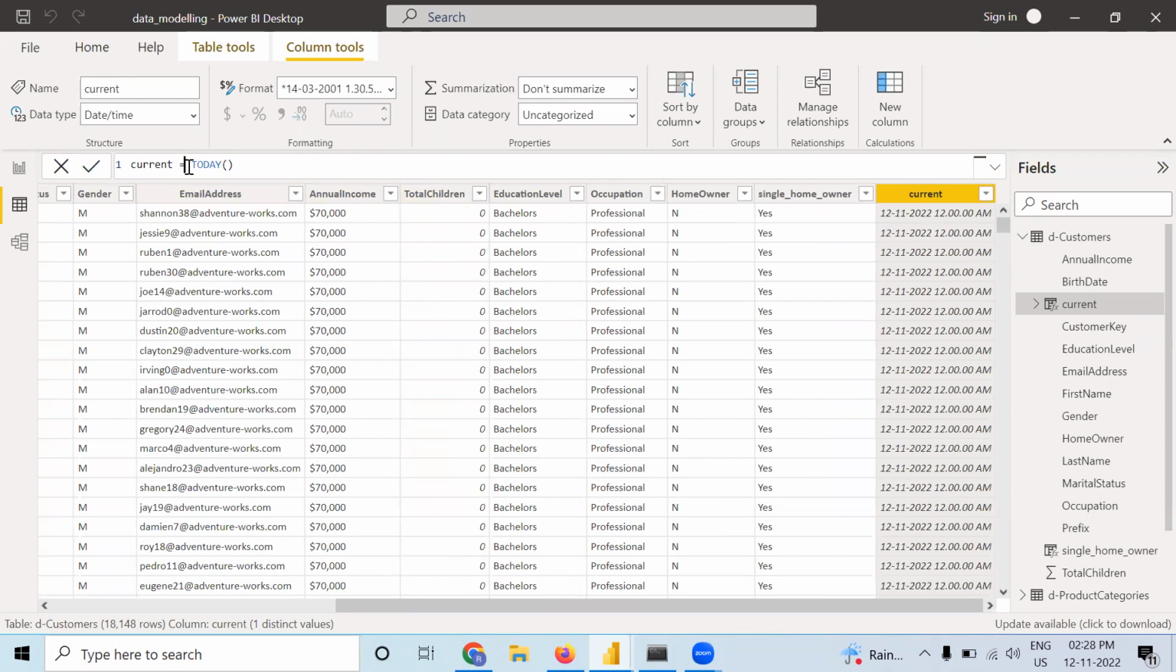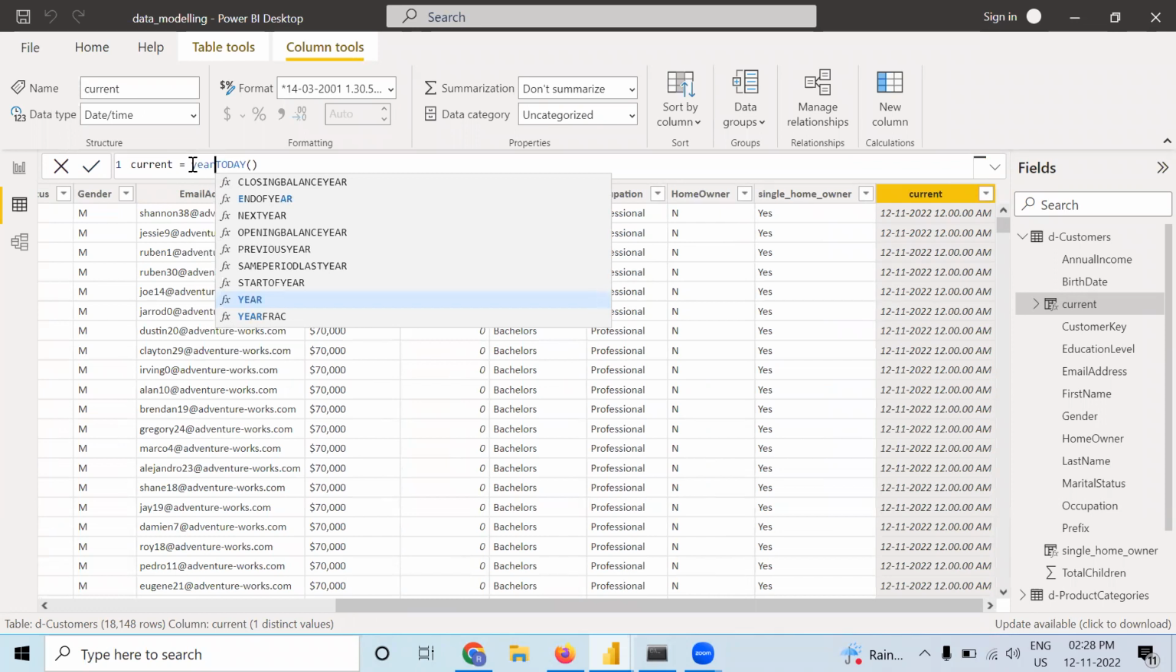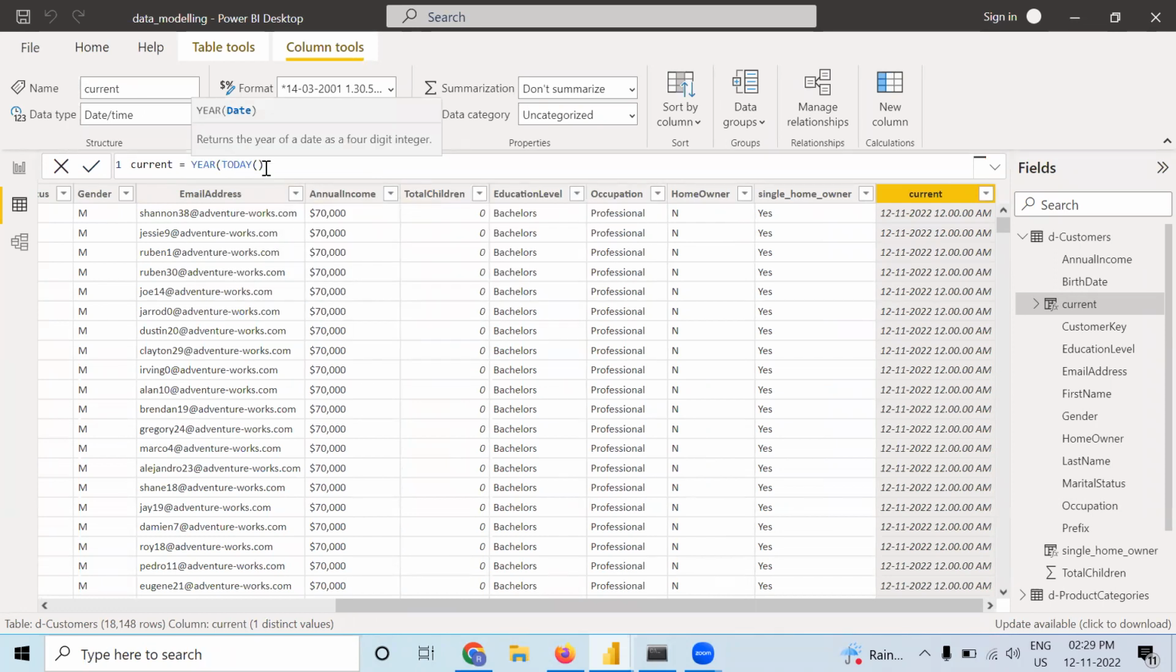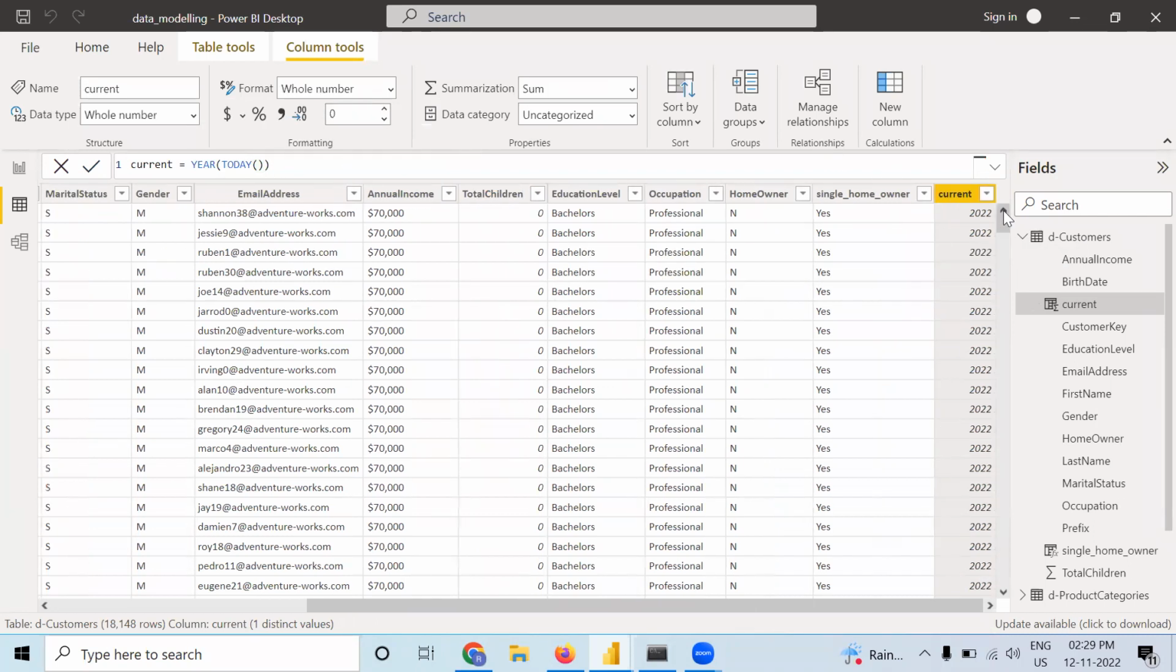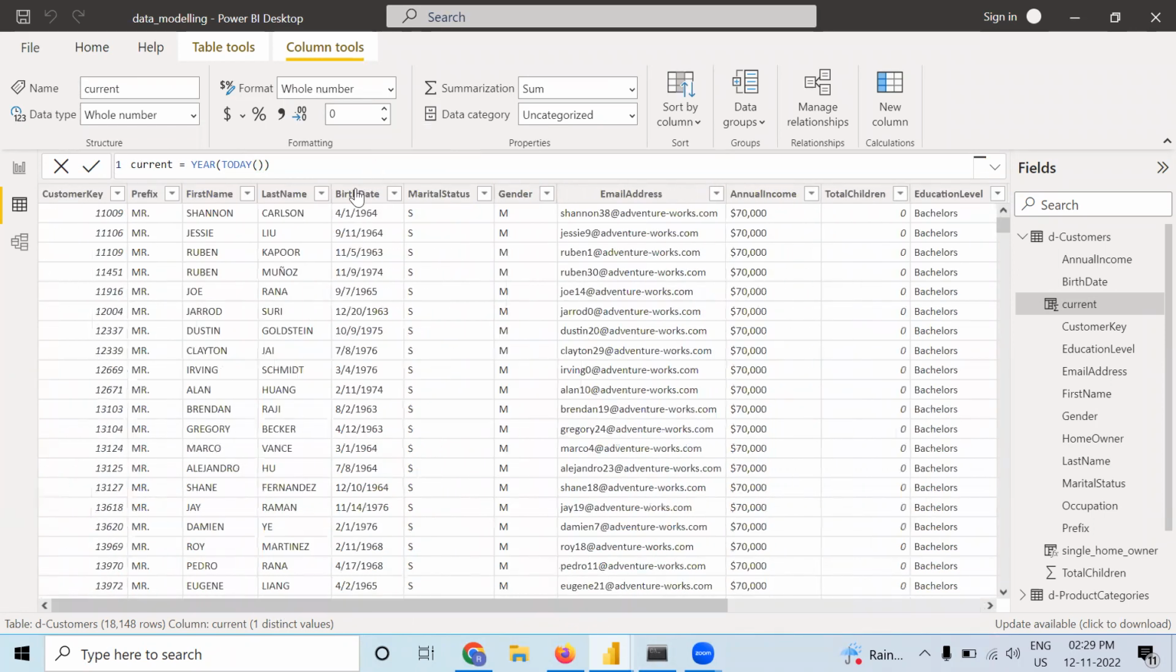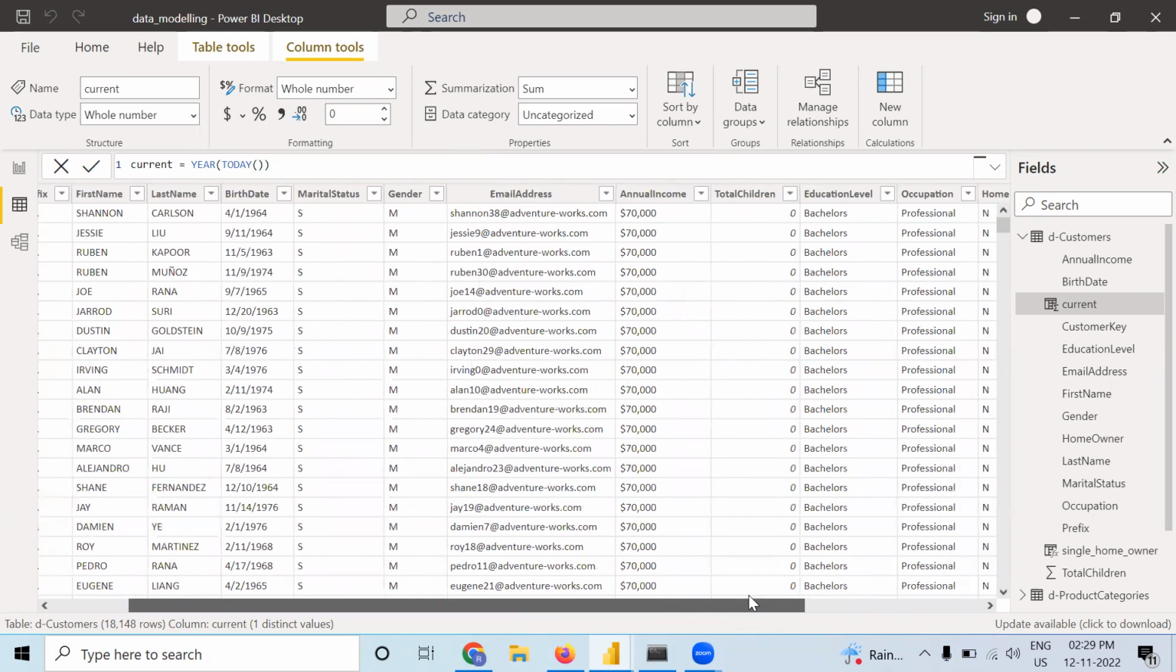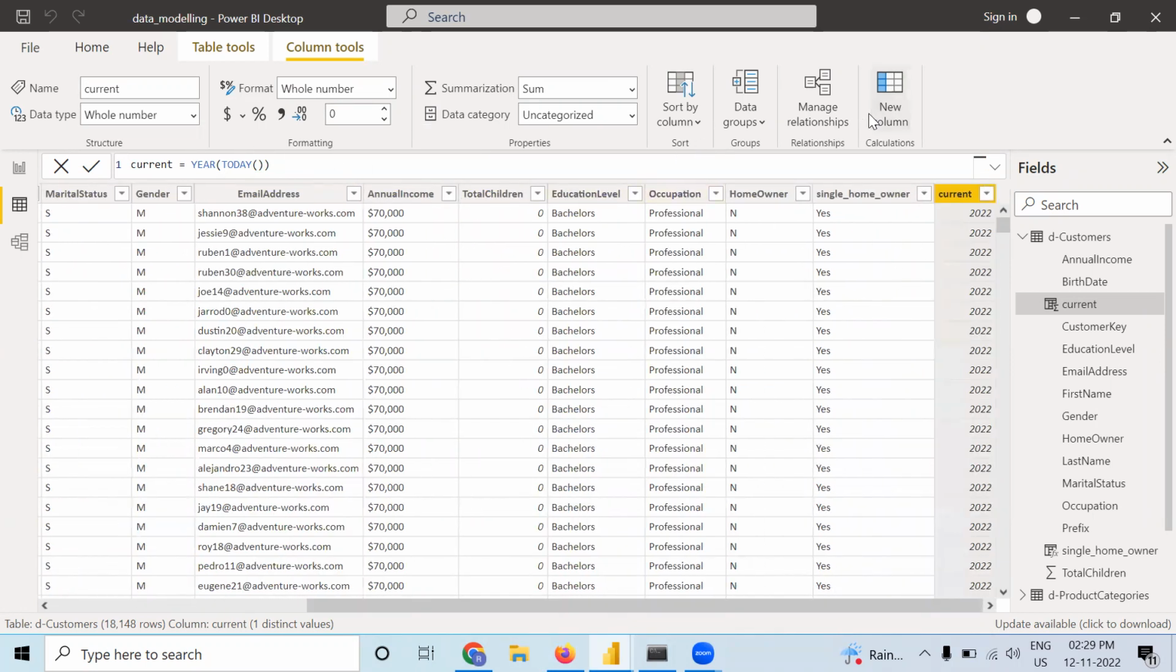If you put YEAR as a function over here, and within the brackets you take TODAY, then you can find out the current year. What is the current year, guys? It is 2022. So in the birth date column, we have the date of birth of different customers. Using the YEAR function itself, we can understand their birth year, right? I'm making one more column so that it will be easy for you to understand.